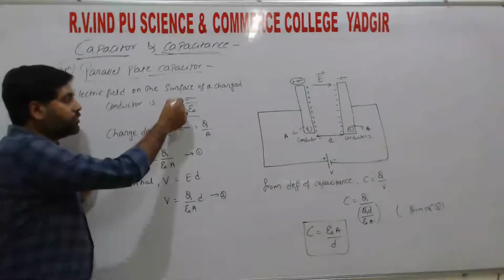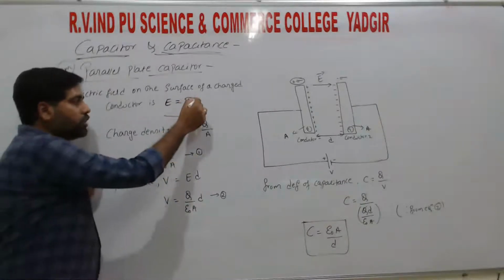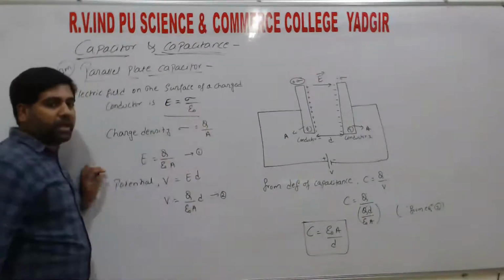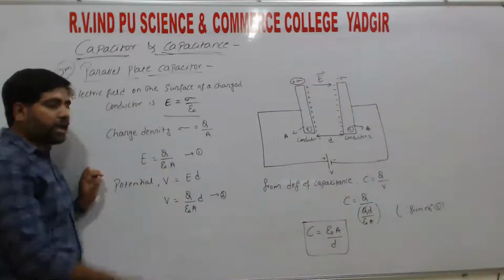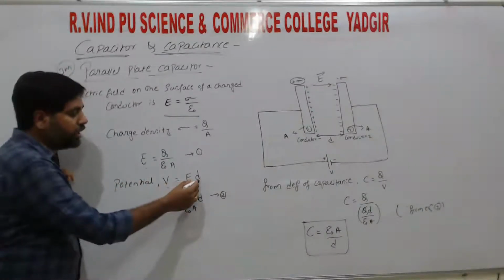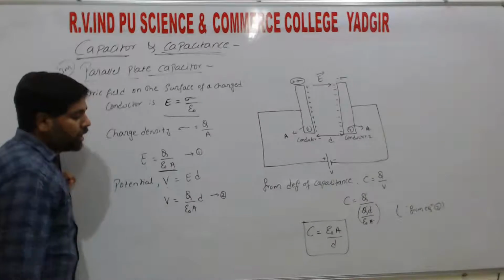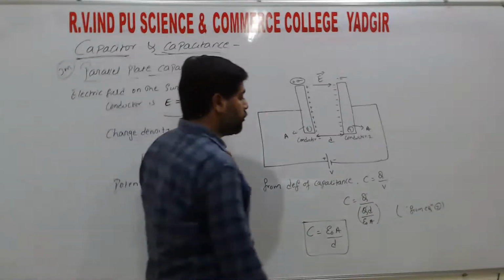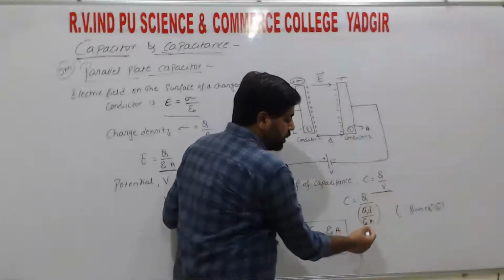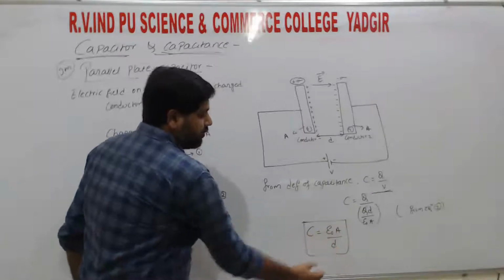On the surface of any conductor the electric field E equals sigma by epsilon naught, and we know the surface charge density sigma equals Q divided by A. Substituting sigma, we get E equals Q by epsilon naught A. From the relation between potential and electric field, V equals E d, so substituting E we get V equals Q d divided by epsilon naught A. From the definition of capacitance, C equals Q by V, so substituting V, Q cancels, and capacitance equals epsilon naught A divided by d.